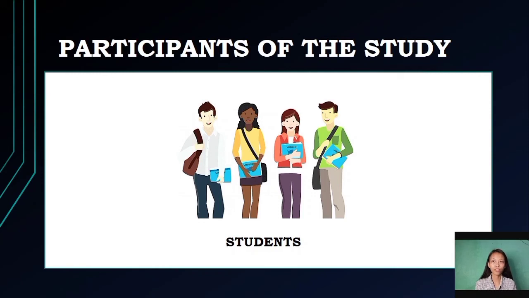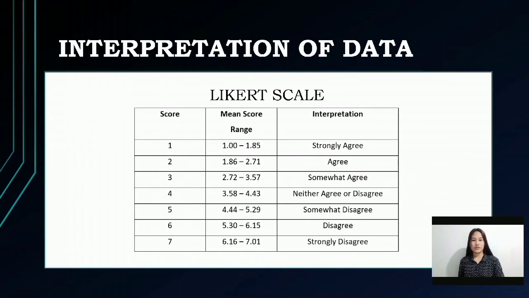Participants of the study. The respondents of the system were taken from the CHMSC Fortune Town campus exclusively under the BSIS program. The study population consisted of 30 respondents, in which 29 are BSIS students and the other one is the BSIS chairperson. For the interpretation of data, the proponents used a 7-point Likert scale to validate the system.